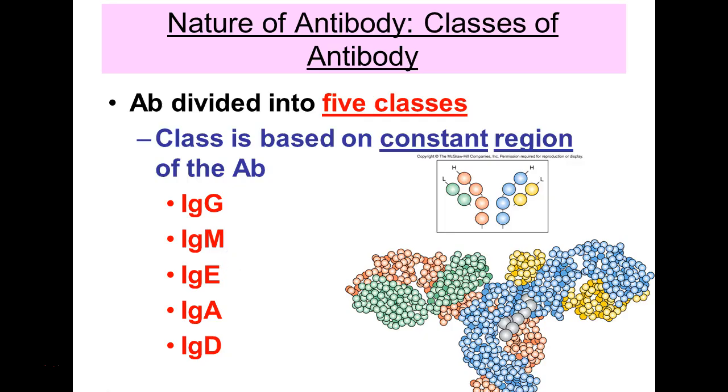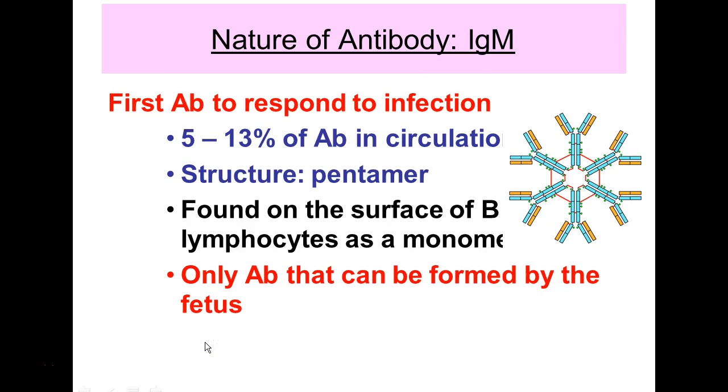There are 5 classes of antibodies, which means there are 5 different types of constant regions: IgGs, IgMs, IgEs, IgAs, and IgDs. IgMs are the first antibodies to respond to an infection. These antibody molecules arrange themselves in a pentamer fashion. This is the only antibody that can be formed by the fetus. Again, it is the antibody that is first made during an immune response.